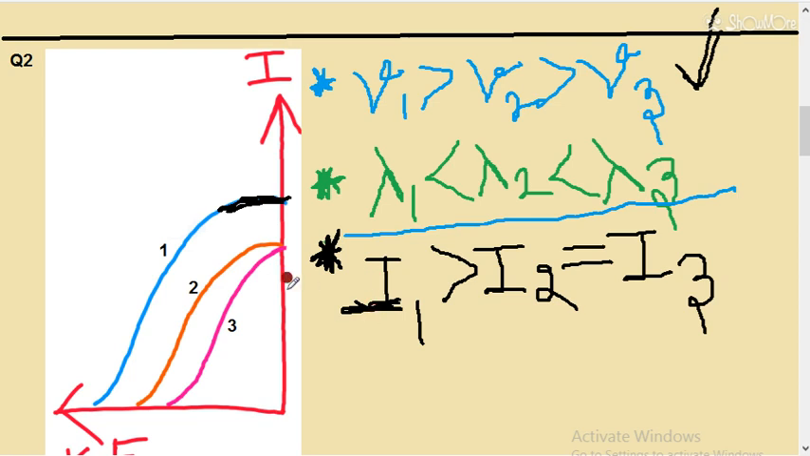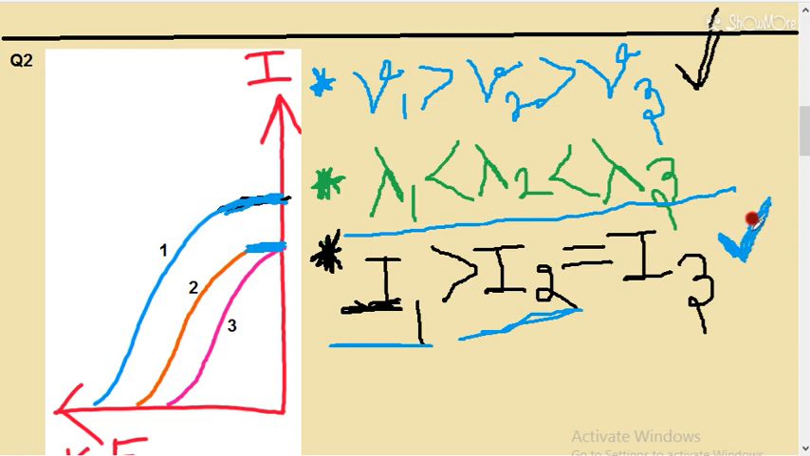The third relation is regarding the intensity. Intensity is directly dependent upon the current. So the more the current, the more the intensity. So that means, as you can see from this graph, I1 should be greater than I2, but I2 and I3 will be the same because the current for these two intensities is the same. So I1 is greater than I2 equal to I3. I hope this graph is also clear to you.